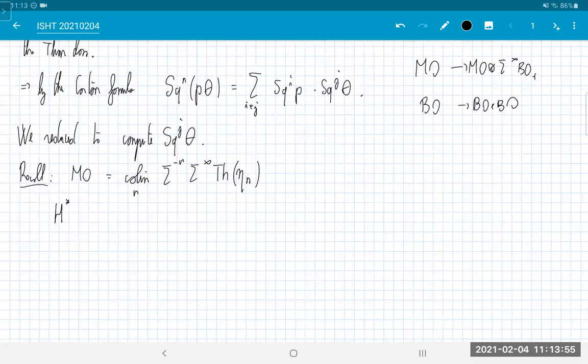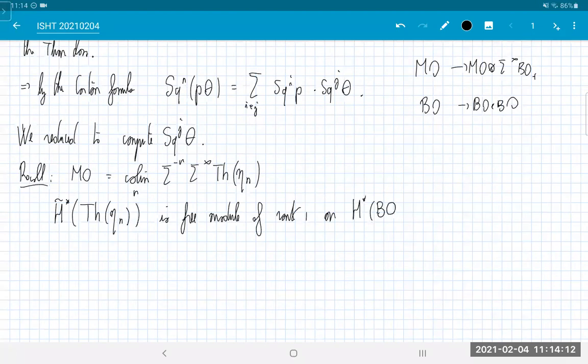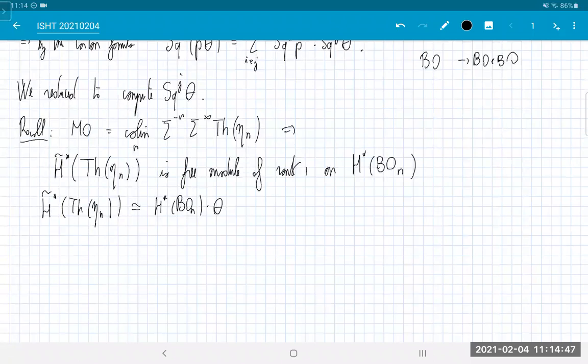And we have that the reduced cohomology of MO_n is a free module of rank one on the non-reduced cohomology of BO_n. So I'm going to write H tilde of MO_n is H(BO_n) times theta_n. And this theta_n is actually the restriction of the theta for MO, of course, the pullback of this theta for MO. So we're going to actually see what happens on these things. Because now MO is the limit of the reduced MO_n.